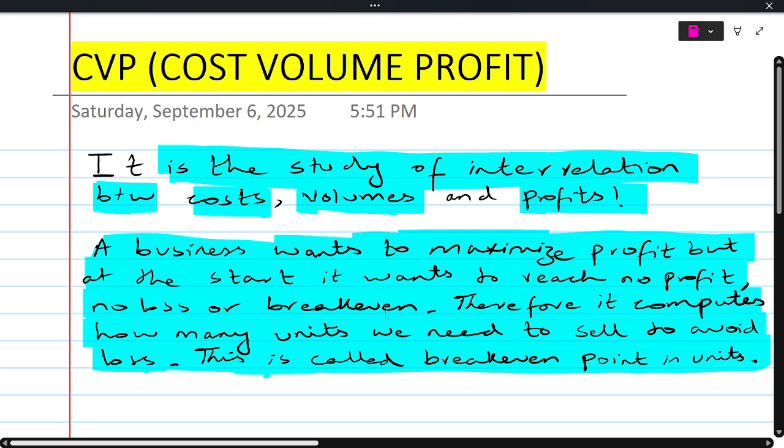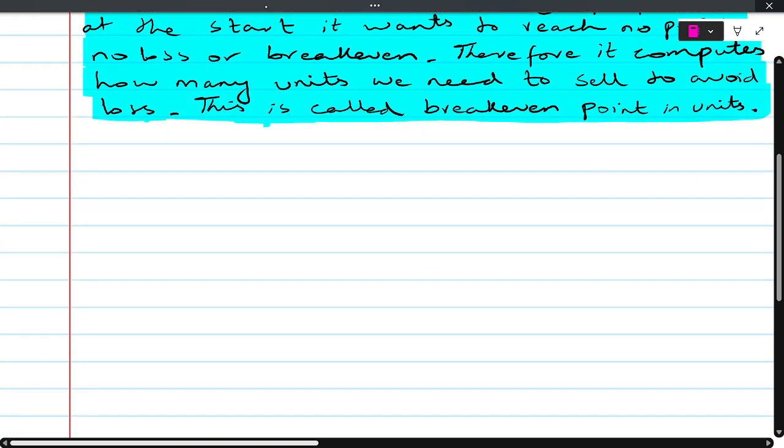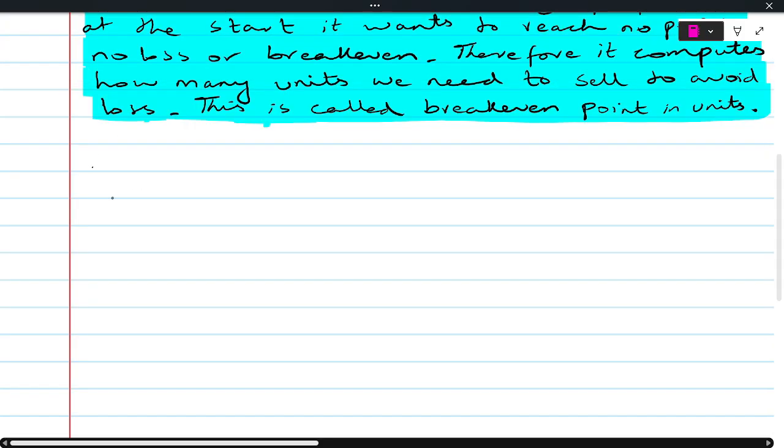Okay, so CVP analysis is basically the study of the interrelation between cost, volume, and profit. And the first thing that we have discussed is the break even, that what is break even and what are break even units. Now the real question is that, okay, we know what is break even, now we know what are break even units, but how do you calculate them? Because the calculations are very important, as you will be using these formulas to calculate break even points in units and revenues in the questions.